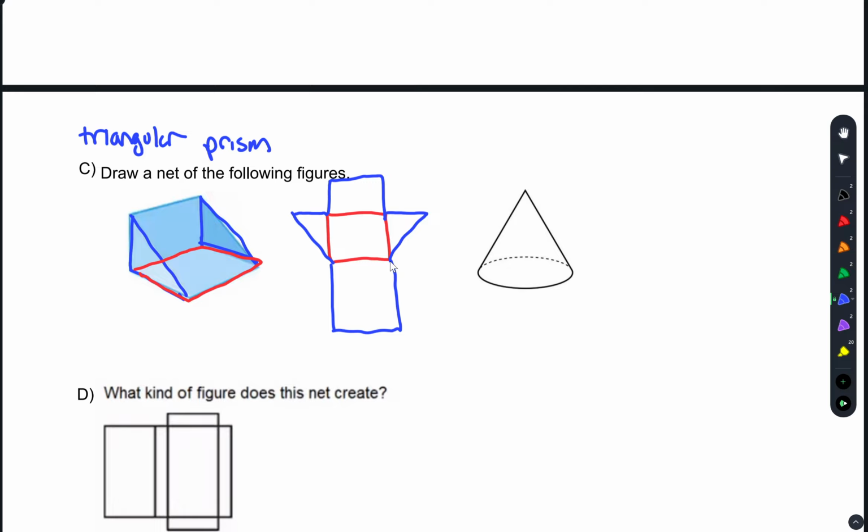In the next shape, it has a circular base, and that base, there's only one of them. So this is a pyramid, a circular pyramid, which we call a cone. I'm again going to start with the piece that I see is like on the table, that's sitting flat. And then I'm going to unfold the rest of it.